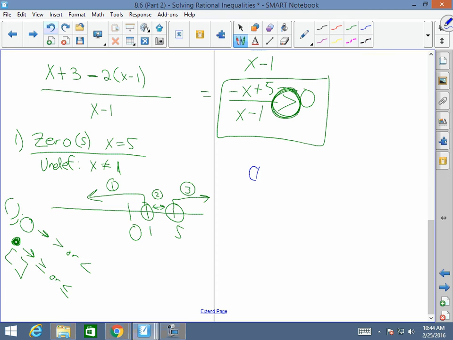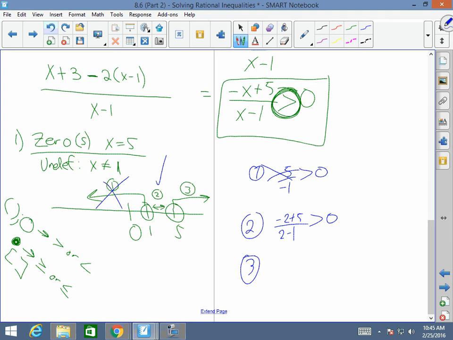Let's check interval 1. What's the value to the left of 1? That's nice and easy, 0. So 5 over negative 1. Is that greater than 0? No, it's not. So that does not work. Interval 2. What's the value between 1 and 5? Let's do 2. So I got negative 2 plus 5, which is 3, over 2 minus 1, which is 1. Is that greater than 0? Yeah, 3 over 1 is greater than 0. That works.